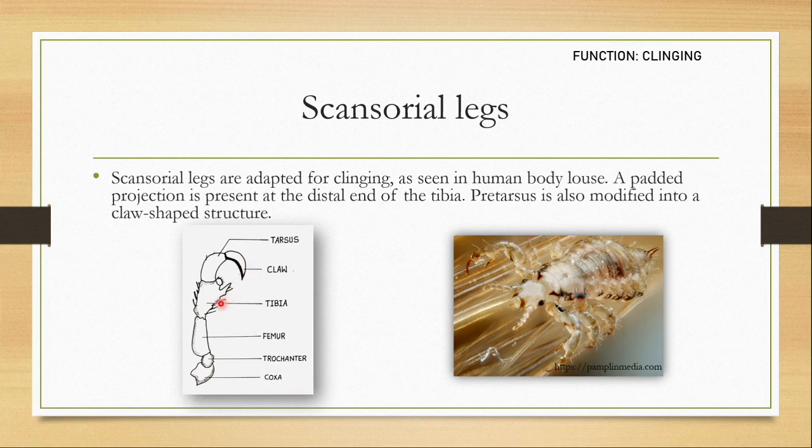You can see that a padded projection is present at the distal end of the tibia, and the pretarsus is modified into a claw-shaped structure. So together they work like a peg and they can hold onto the surface. All legs have these kinds of structures, but in the foreleg you can see these modifications in great detail.